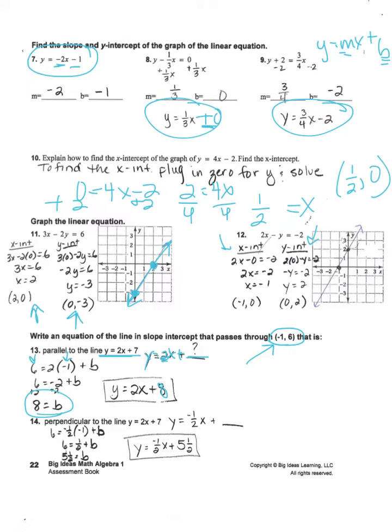Perpendicular means opposite reciprocal. So again, when you have your original line, the only information you need from it is your slope. So if my slope is 2, the opposite reciprocal slope is negative 1/2. So I need to figure out, okay, this new line, which is y equals negative 1/2 x plus some value, I have to find that value. So I plug in the point negative 1, 6 into the equation to solve for my intercept. So I figure out, when I solve it, that my intercept is 5.5. So my new equation is y equals negative 1/2 x plus 5.5.